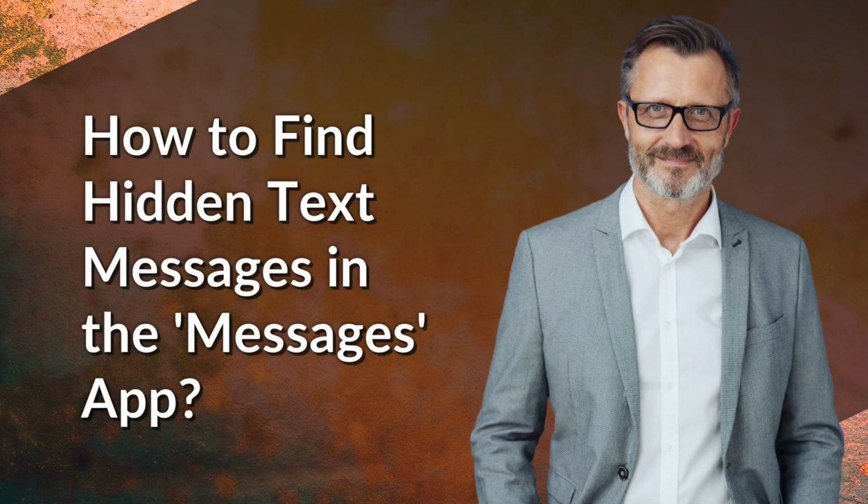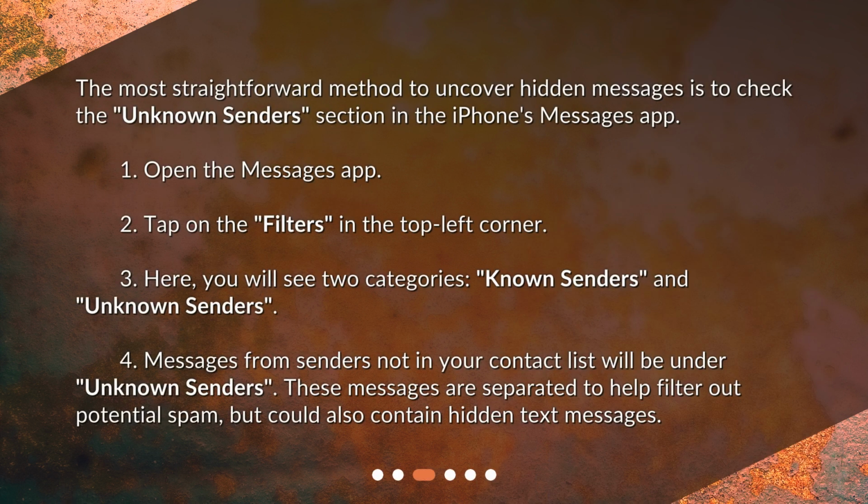How to find hidden text messages in the Messages app? The most straightforward method to uncover hidden messages is to check the Unknown Senders section in the iPhone's Messages app. 1. Open the Messages app. 2. Tap on the Filters in the top left corner. 3. Here, you will see two categories, Known Senders and Unknown Senders. 4. Messages from senders not in your contact list will be under Unknown Senders. These messages are separated to help filter out potential spam, but could also contain hidden text messages.